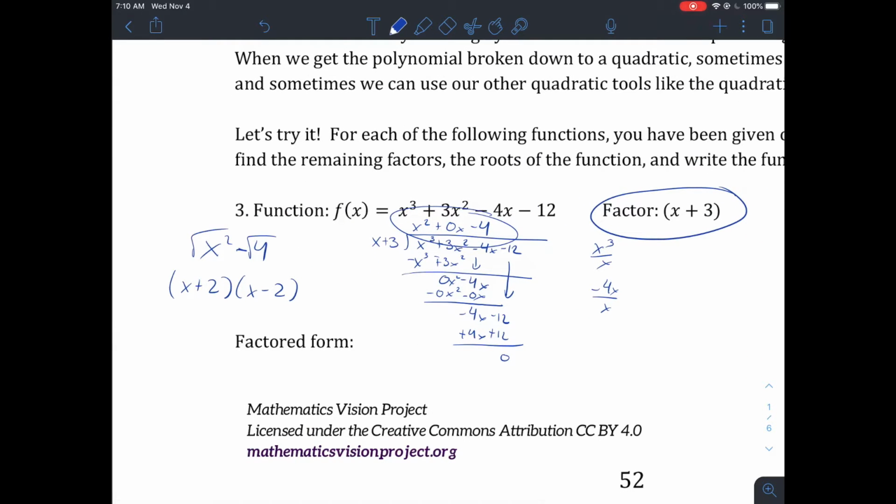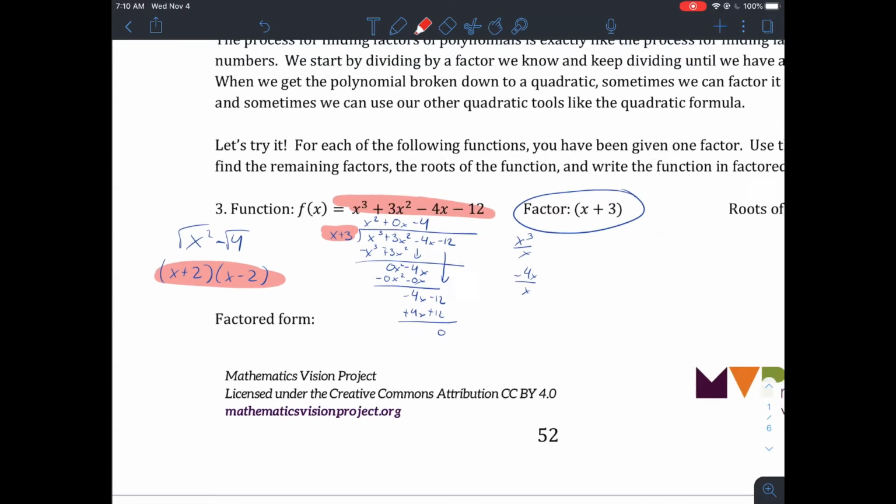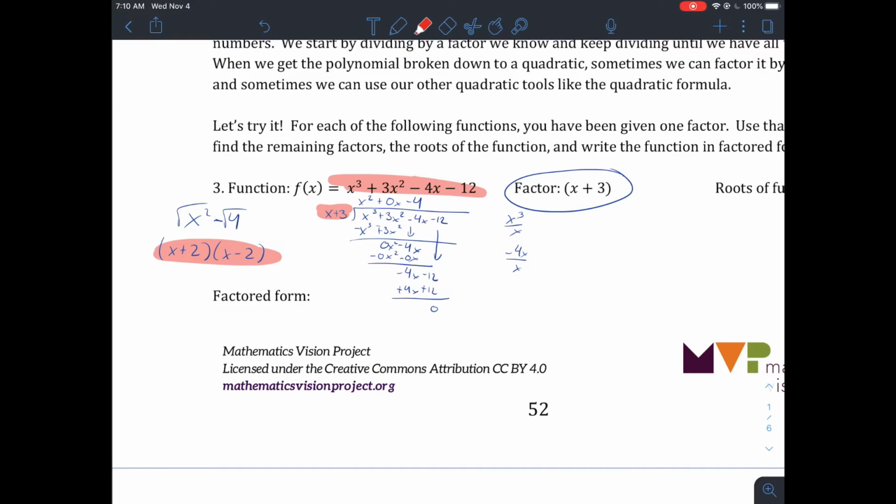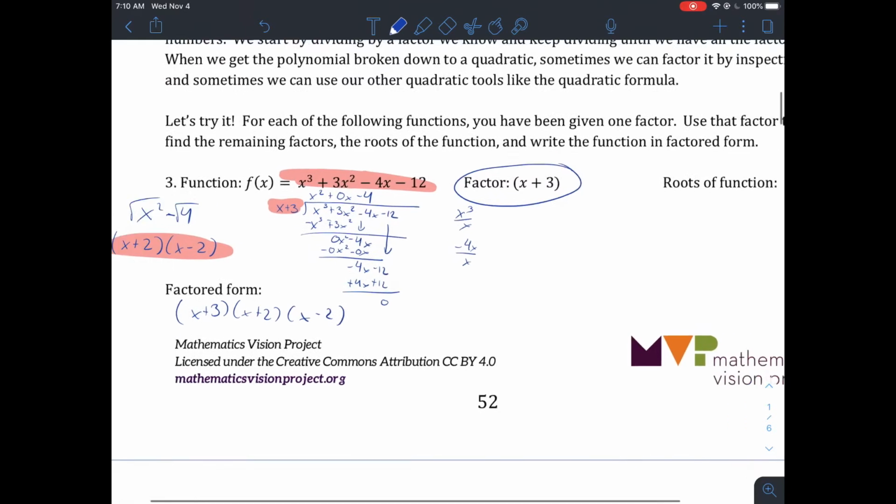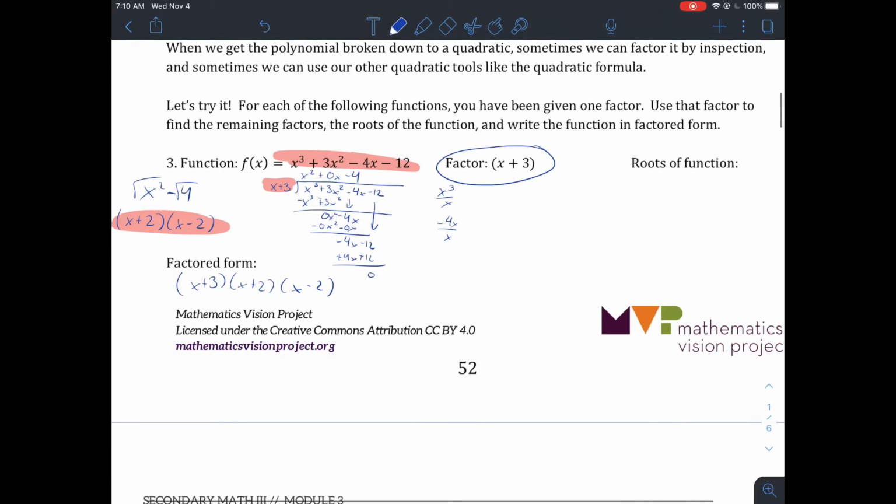So basically now we know that this guy times this guy is going to give us this guy, right? So we've actually got our factored form here. It's going to be x plus 3, x plus 2, x minus 2, all right? Then they want to know the roots of the function. So we get the roots of the function by setting the factored form equal to 0. So the roots here are going to be -3, -2, and +2.